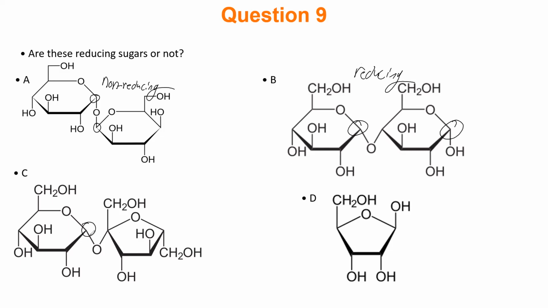C, here's our anomeric carbon. Here's our anomeric carbon, oxygen, oxygen. Both are in a glycosidic bond, so that's non-reducing. And then D, here's our anomeric carbon, and it's not in a glycosidic bond, therefore it is reducing. All monomers are reducing. If you're not in a glycosidic bond, you are a reducing sugar. Any questions about reducing sugars here?